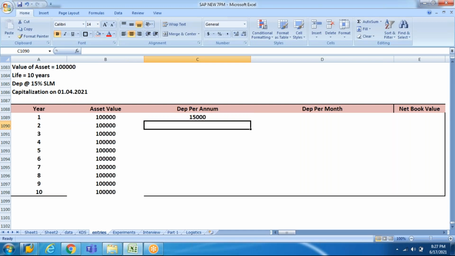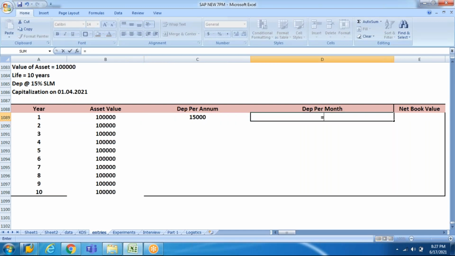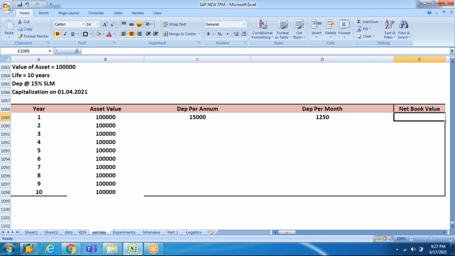So monthly depreciation will be how much? 15,000 divided by 12. Currently we are going based on the number of months in a year. Once this is understood, then we'll bring the concept of based on the number of days in a year. That we'll see as another concept. Let's go with the number of months currently to understand the logic first. Now, what will be the net book value? It is always your asset value minus depreciation per annum.